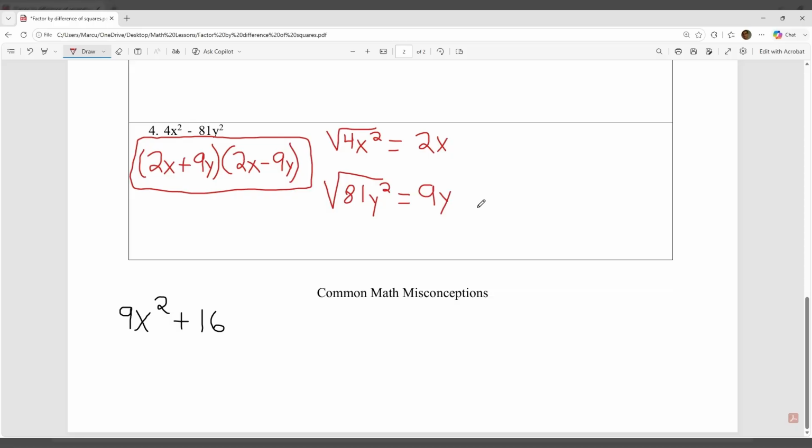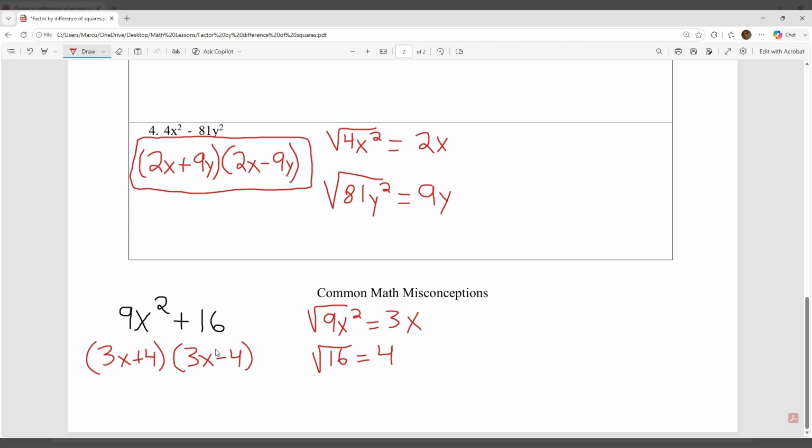Now we're going to go over the last part of the lesson, common math misconceptions. One thing many students do is, let's say we have 9x squared plus 16. The first thing students do is take the square root of 9x squared, which is 3x, the square root of 16, which is 4, and then they write 3x plus 4 and 3x minus 4. But we have a problem here.